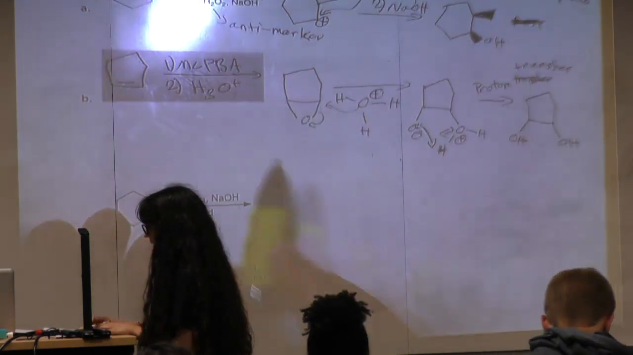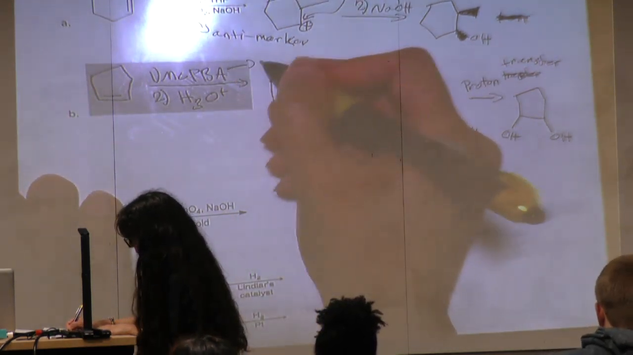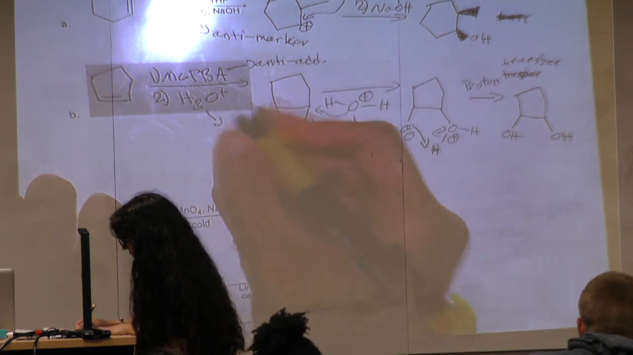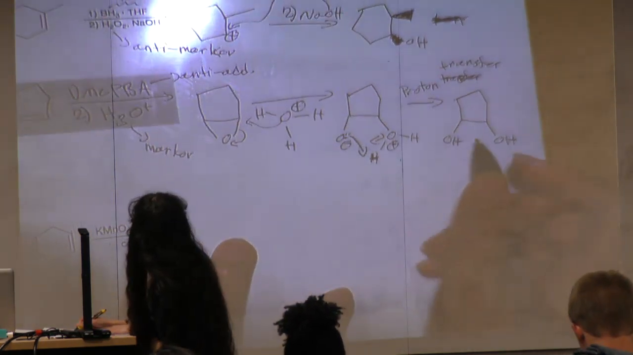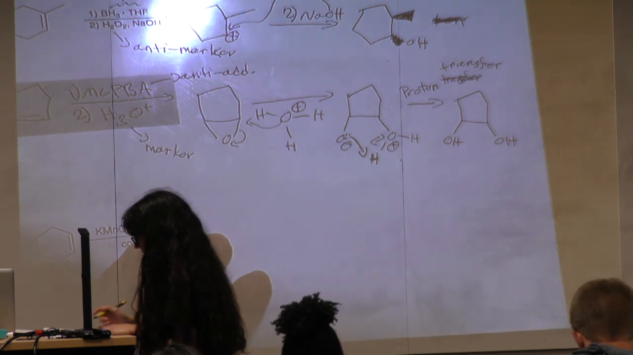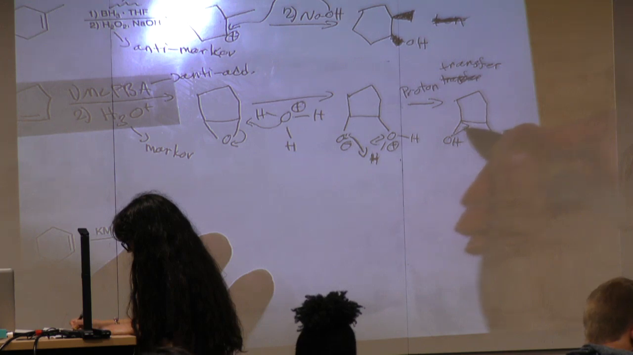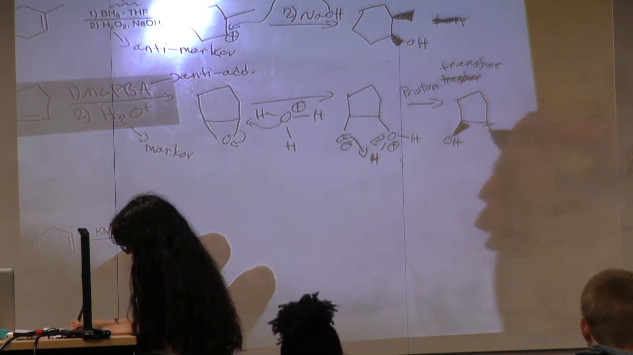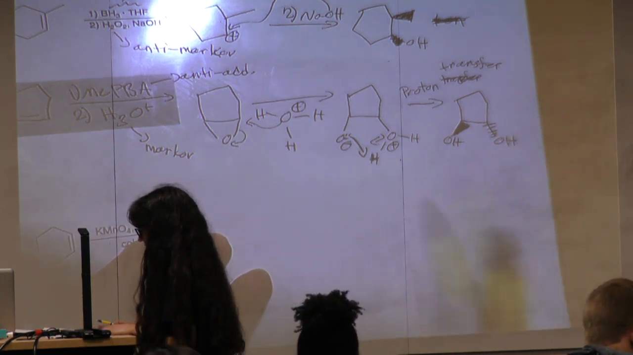If we do MCPBA, that's anti-addition. Anti-addition, and this is Markovnikov. Our acids are Markovnikov. So in this case, you would have one on a dash and one on a wedge, and we would do one on, I kind of did a backwards wedge there, but you get what I'm saying. There we go. So that's anti.